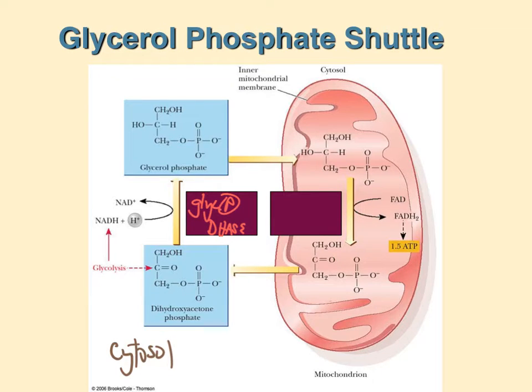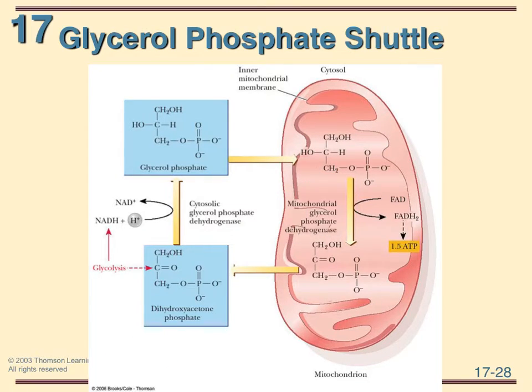What class or classes of enzymes can do this kind of reaction, alcohol to ketone, using an FAD? A dehydrogenase. Yep. This is also a dehydrogenase. If you were going to name it, what would you name it? Glycerol phosphate dehydrogenase. The only difference is this one's called cytosolic, and it uses NADH. This one's called mitochondrial.